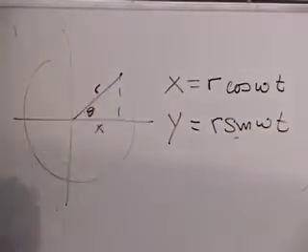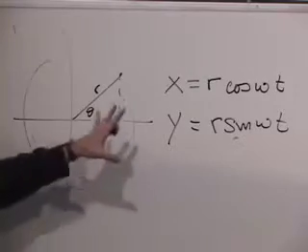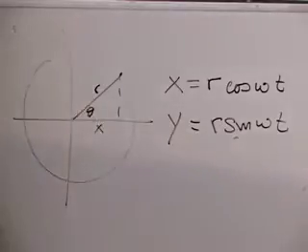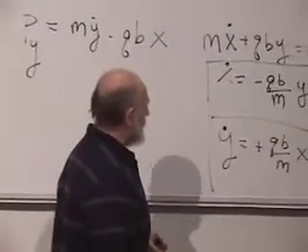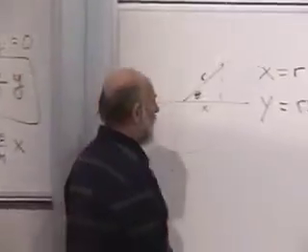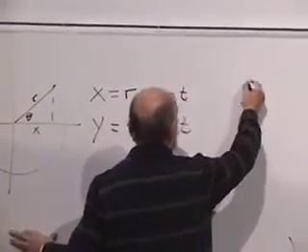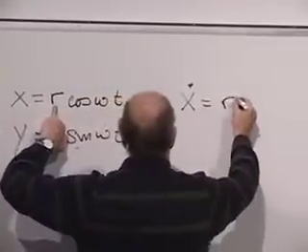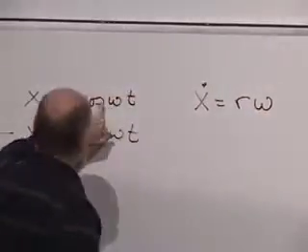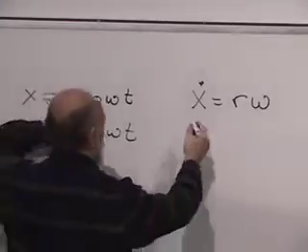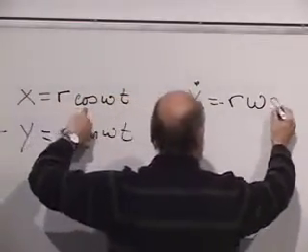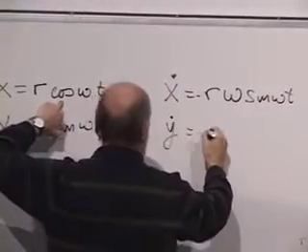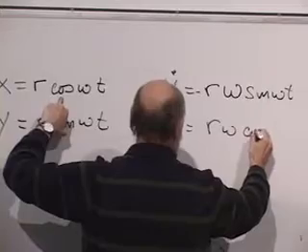This is uniform motion with an angular velocity omega. The number of radians per second is omega. Let's check that this solves this equation here. So what is x dot? X dot is just differentiating this with respect to time. That's equal to r omega, and then the derivative of cosine is minus sine omega t, and y dot is equal to r omega cosine omega t.